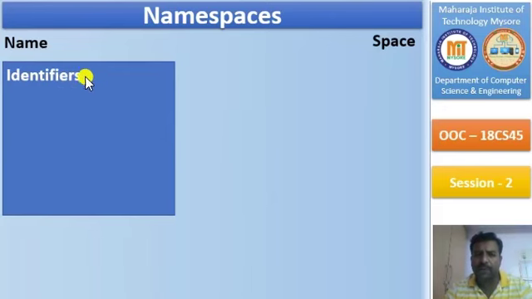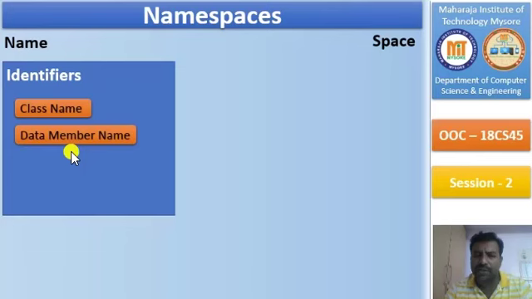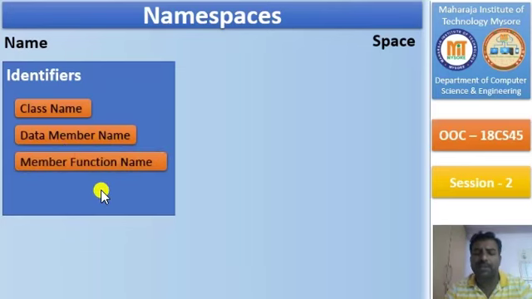Hence, in a C++ program, what are all the places where we are going to use an identifier? The first place is the class name, the second place is the data member name, the next place is the member function name, and the next place is the object name. So these are the four places where we have a name as an identifier.